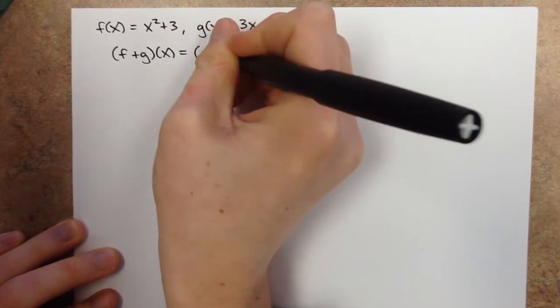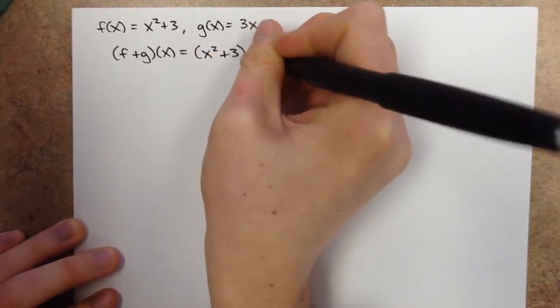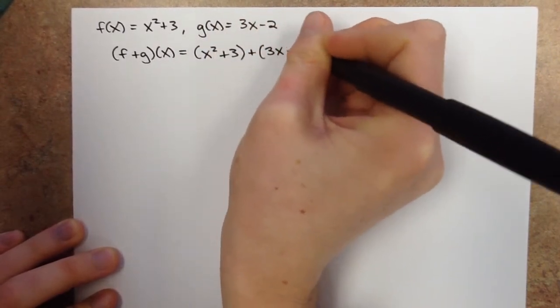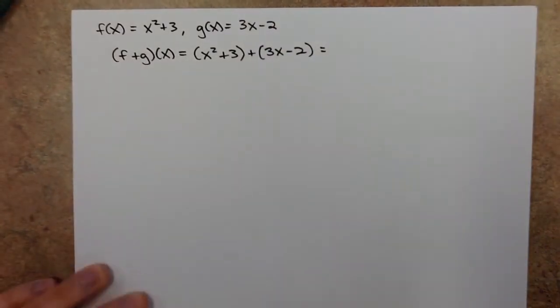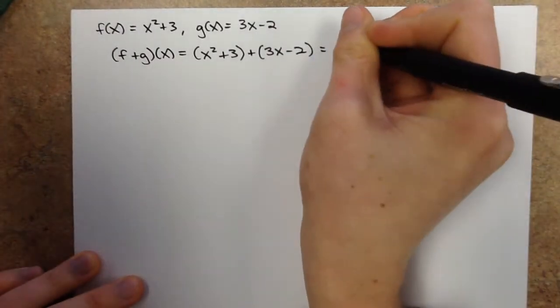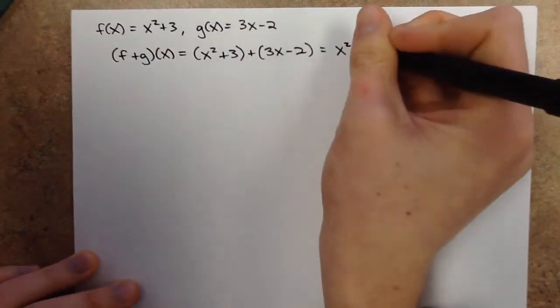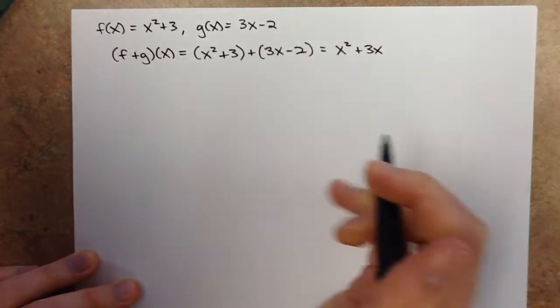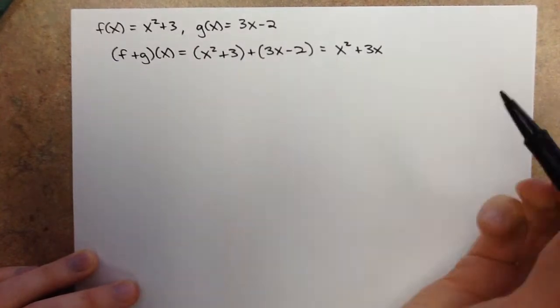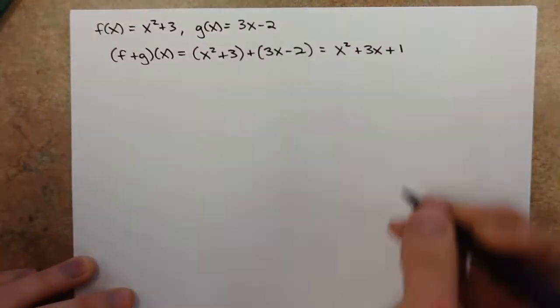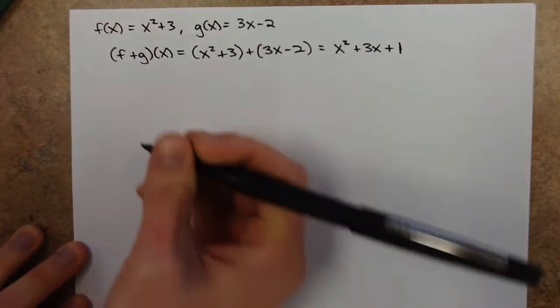So we do x squared plus 3 in parentheses, and then plus 3x minus 2 in parentheses. You basically are just combining like terms. So the x squared doesn't combine with anything. The 3x actually does not combine with anything. And then we combine the 3 plus negative 2, which gives us a positive 1. All right, so that'll be your answer for the addition.